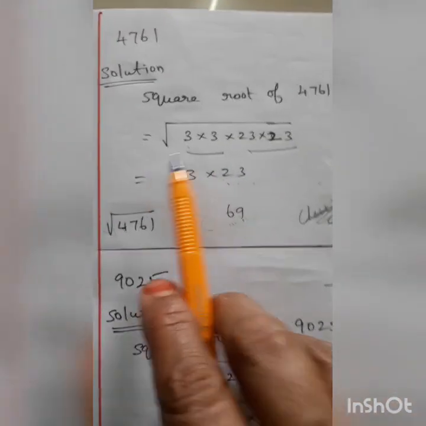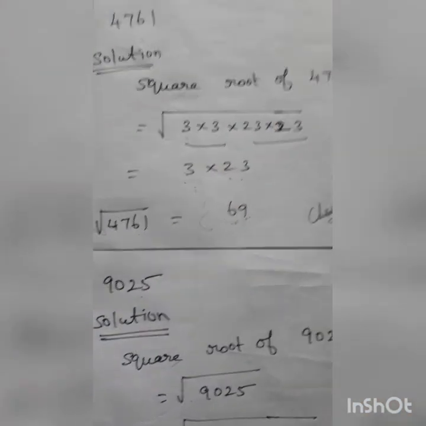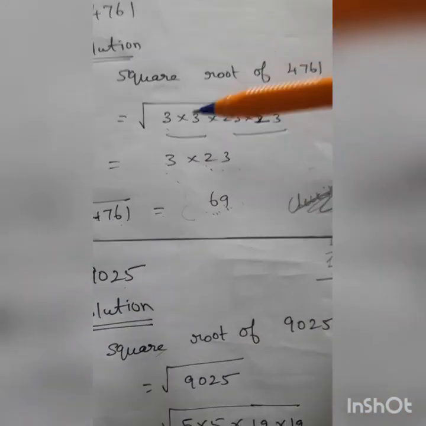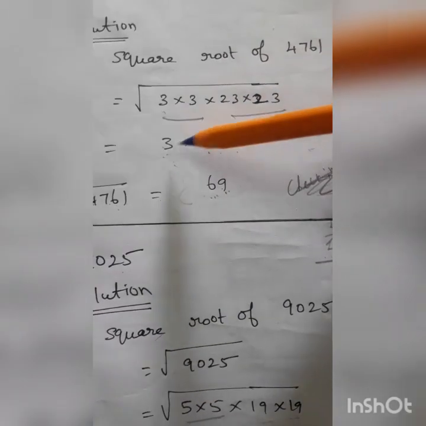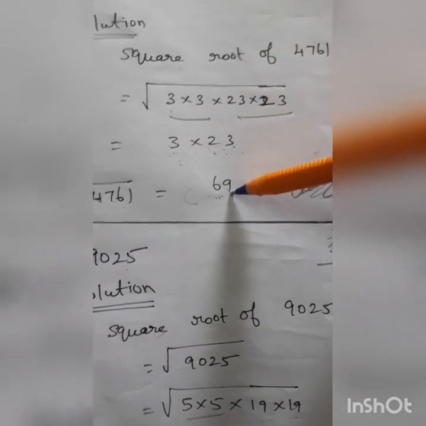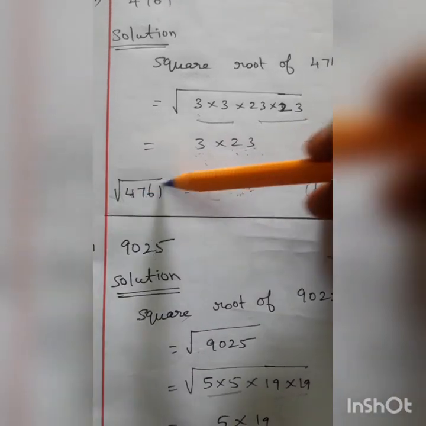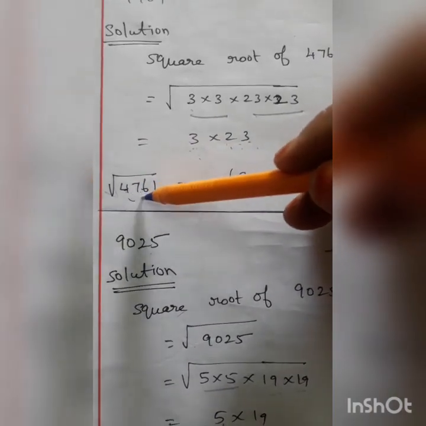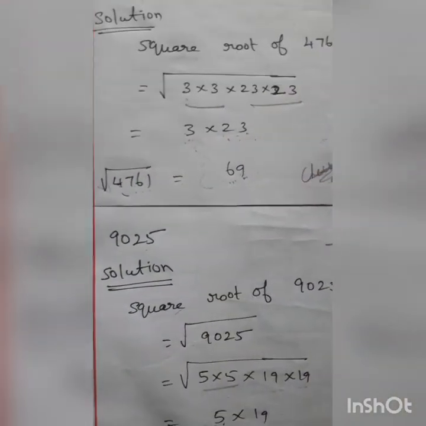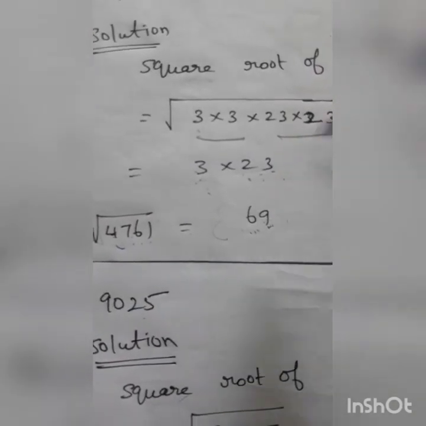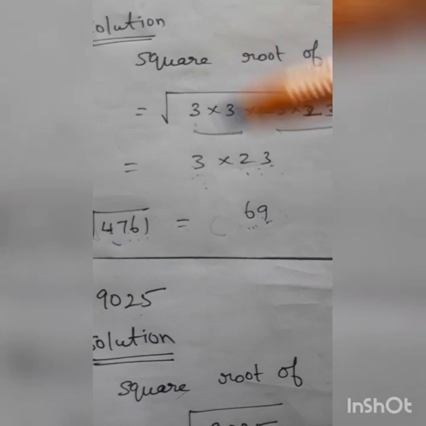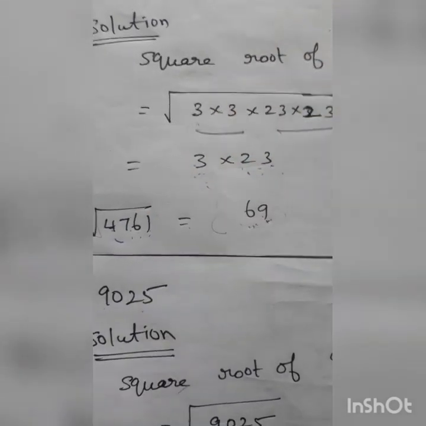Now square root of 4761 is equal to square root of 3 into 3, 23 into 23. From 3 3s write 1 3, from 23 23s write 1 23. 2 also multiply and write: 3 3s are 9, 2 3s are 6. Therefore square root of 4761 is equal to 69. Is your sum correct or not? How do they check? Multiply 69 two times, 69 into 69. Check whether the question comes or not.